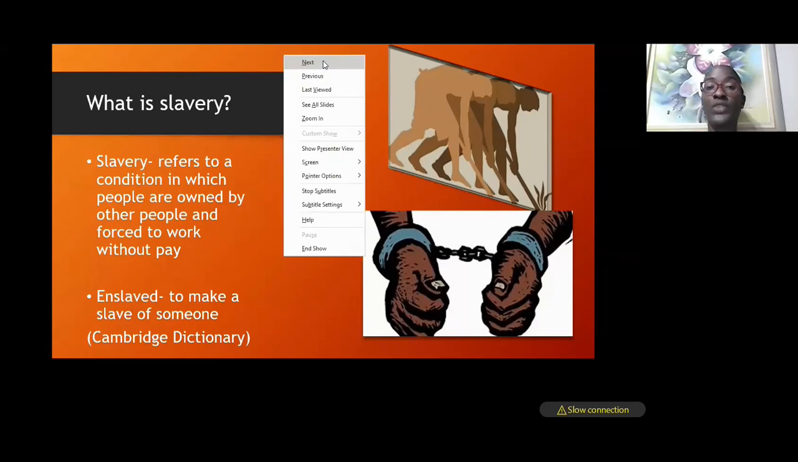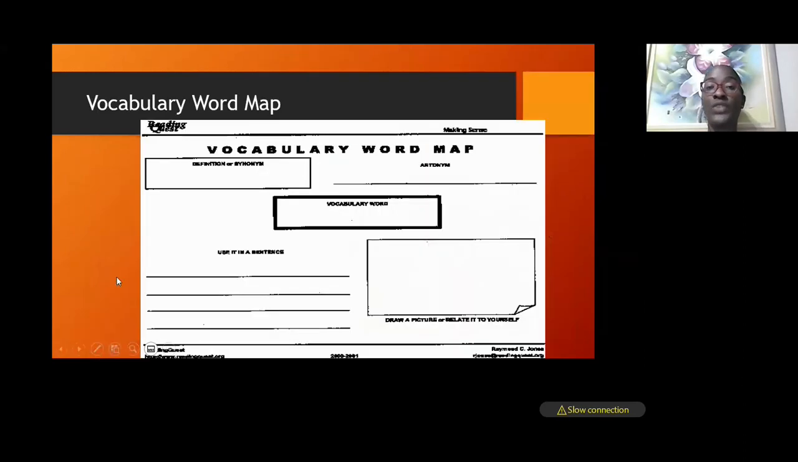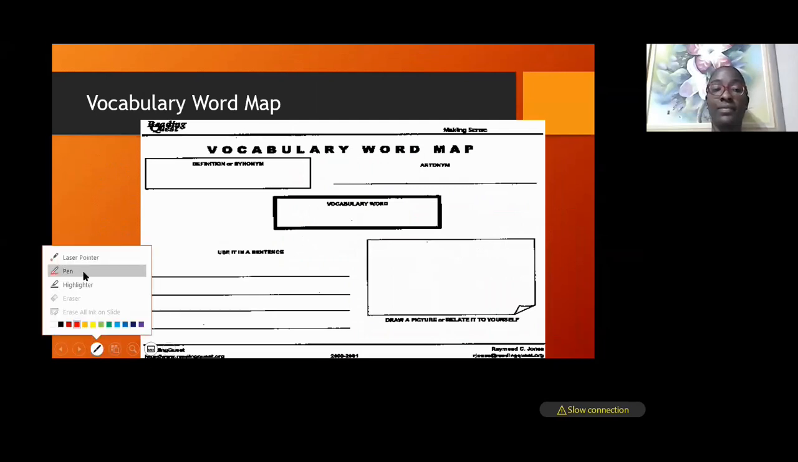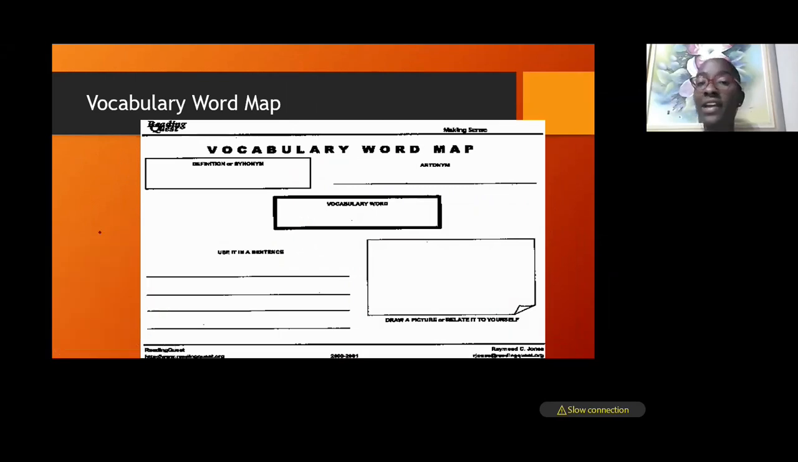Okay, so we have this activity here. It's called a vocabulary word map. And today's word that we're going to look at is enslaved. So you would write enslaved in the box.